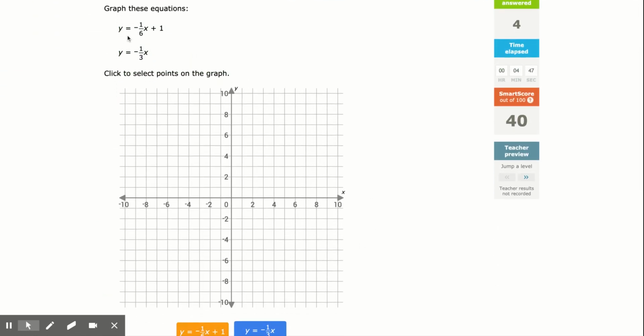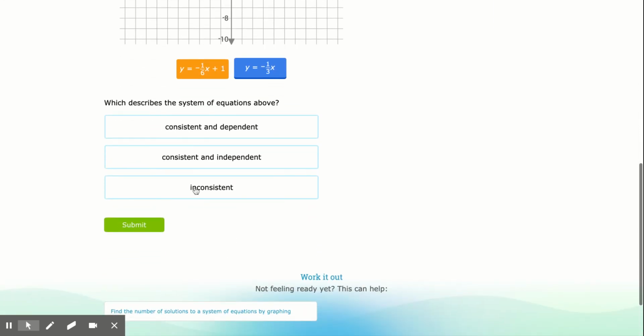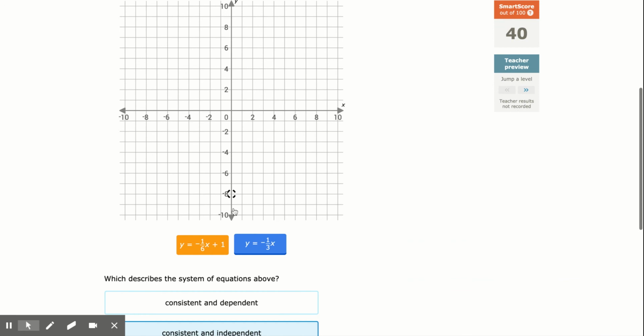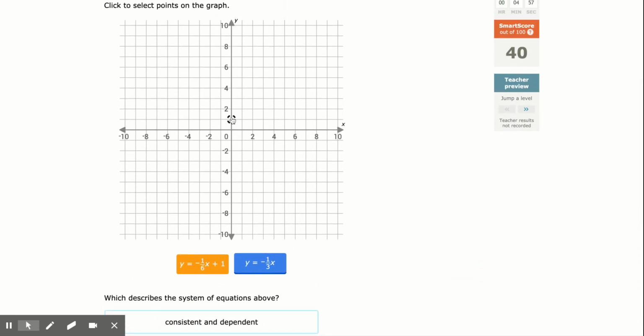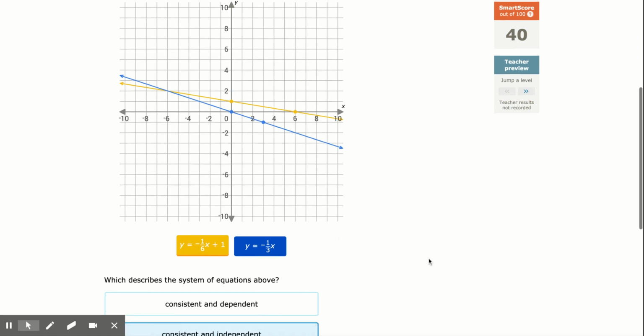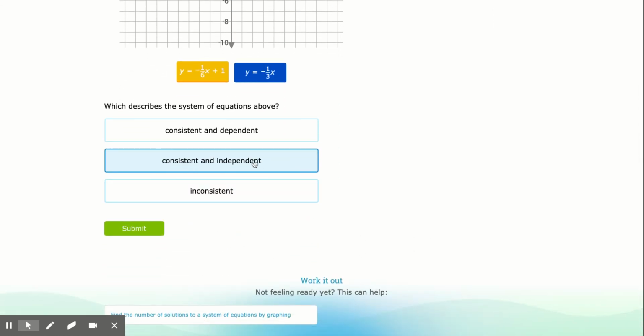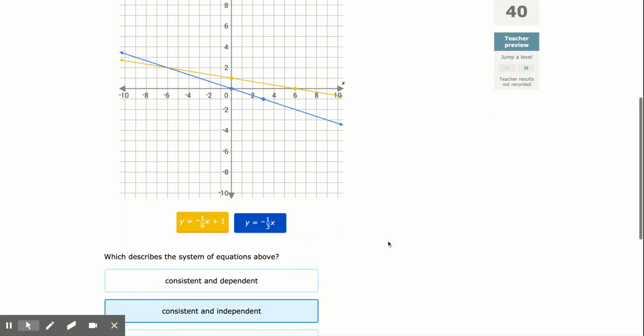Okay, again, different slopes. I definitely know it's going to be consistent and independent because it's different slopes. Unfortunately, you can't just hit submit. You actually have to graph them. But again, it's not hard. Down 1 over 6, crosses at 0 on the blue one, and it has a slope of down 1 over 3. Now, if you'll notice, they do intersect. That means they're consistent, and it's independent because it's not the same line.